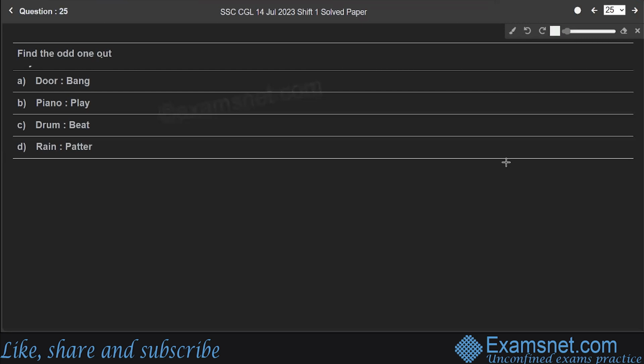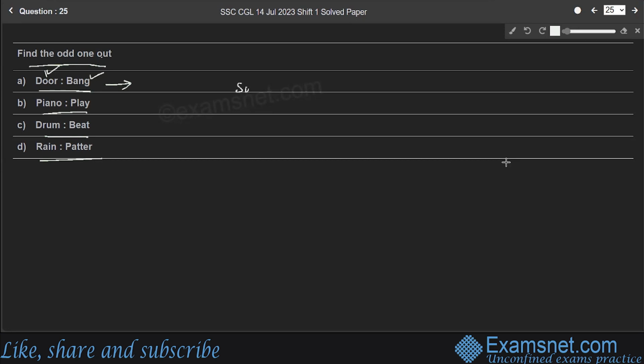Question 25. Find the odd one out. Door, bang; piano, play; drum, beat; and rain, patter. So here, the relation between door and bang: bang is the second word. So the second word is the sound made by the first word. So bang is a sound made by the first word, which is door, right?